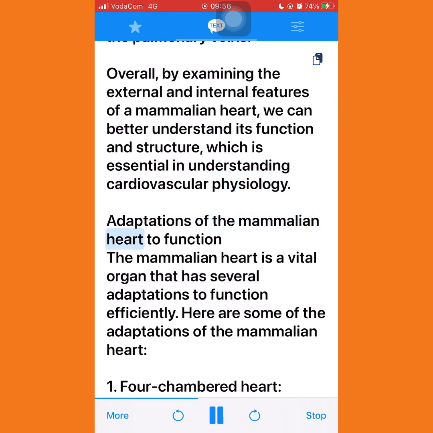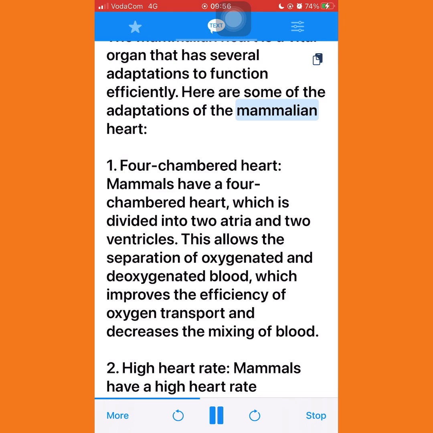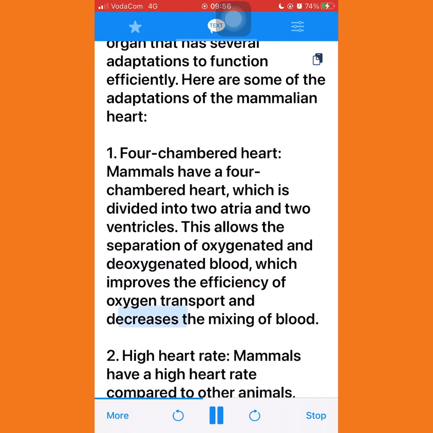Adaptations of the mammalian heart to function. The mammalian heart is a vital organ that has several adaptations to function efficiently. Here are some of the adaptations of the mammalian heart. 1. Four-chambered heart. Mammals have a four-chambered heart, which is divided into 2 atria and 2 ventricles. This allows the separation of oxygenated and deoxygenated blood, which improves the efficiency of oxygen transport and decreases the mixing of blood.